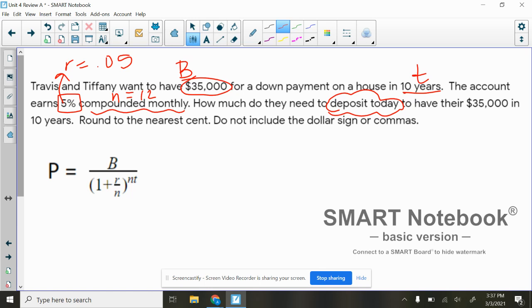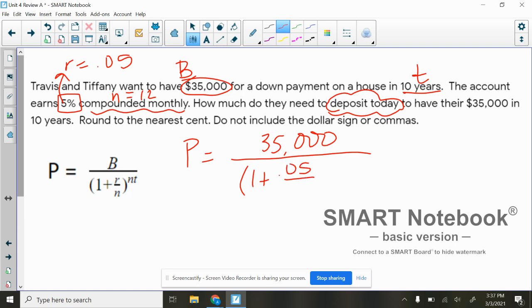So that's why I've given you this formula. It's for finding the principal amount needed on a one-time deposit. So this is what that formula looks like. Principal equals your balance that you want, which was 35 grand, and then in the denominator, we have 1 plus your rate, 0.05, divided by n of 12, and that's going to get raised to the 12 times 10. Okay?